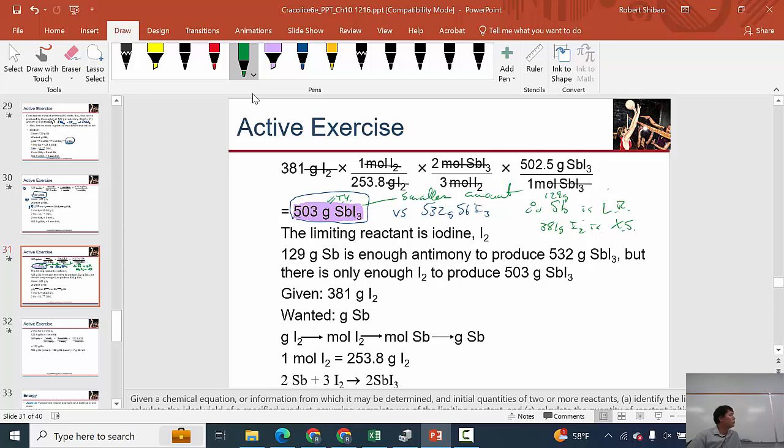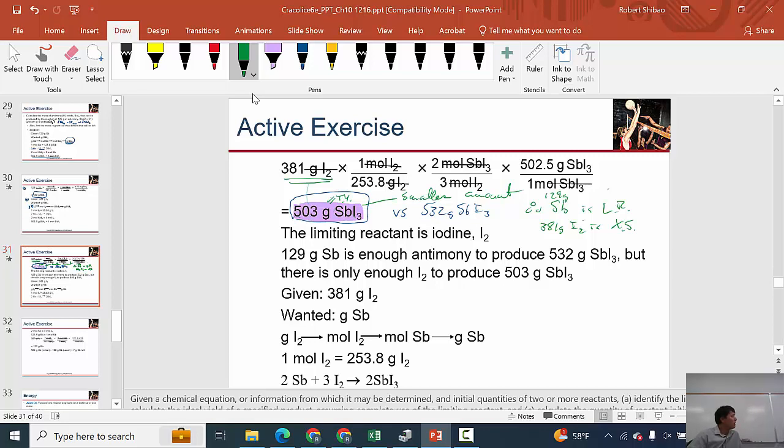And so what they say here is 129 grams of antimony is enough antimony to produce 532 grams. What are they saying here? But there's only enough iodine. Oh, this is the theoretical yield, sorry. The smaller amounts of theoretical yield. Let me back up here, because I got it mixed up. So forget what I just said.